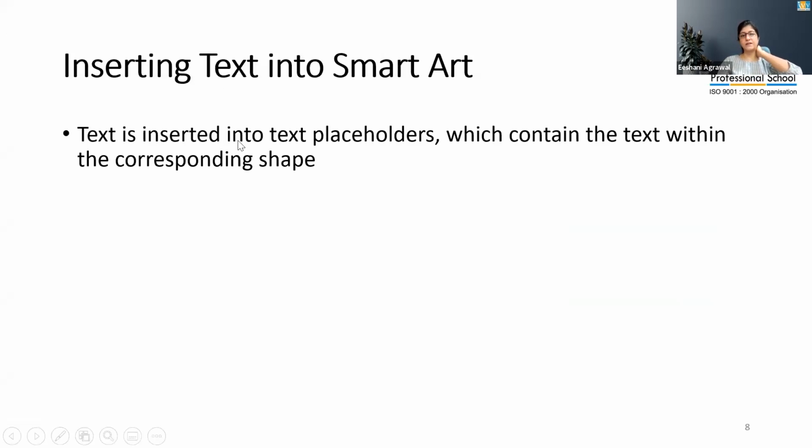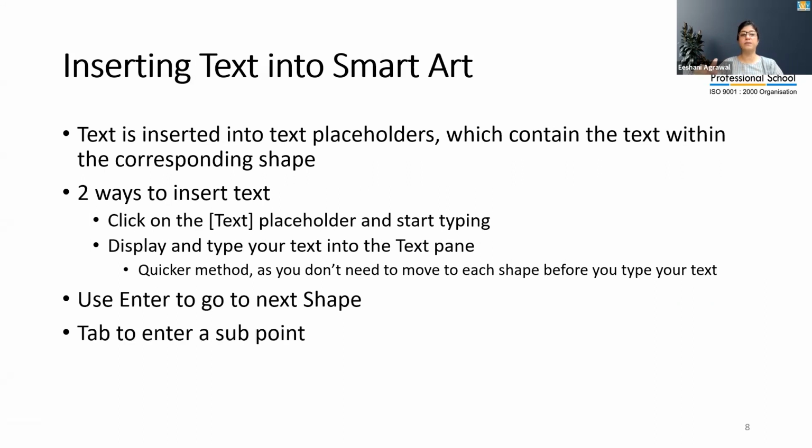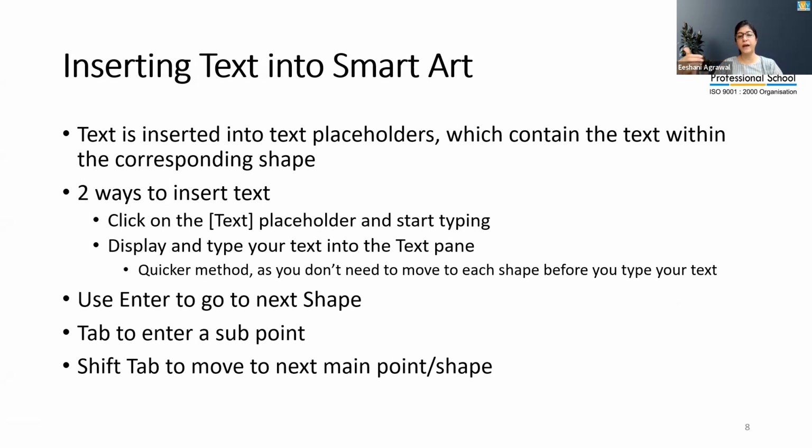So text is either inserted into a text placeholder, which contains the text corresponding to the shape. We can click on the image and start typing, or we can use the text pane, which is a little quicker method to work with. When we press enter, we create a new shape, and when we press tab, we create a sub point. When we press shift tab, we go back to the main point.